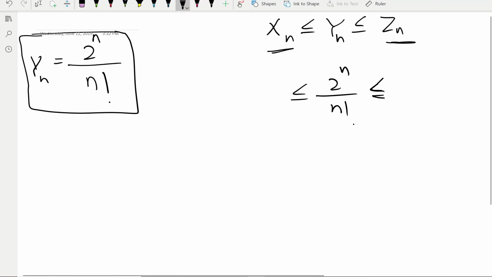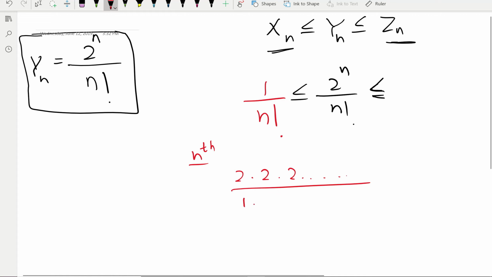Well, I will spell it out for you. 1 over n factorial. What do you think? It's always smaller than 2 to the n over n factorial, right? So let's write the nth term of 2 to the n over n factorial. It's going to be 2 times 2 times 2, until n times, over 1 times 2 times 3 times 4 times 5. n factorial means you multiply until n, right?